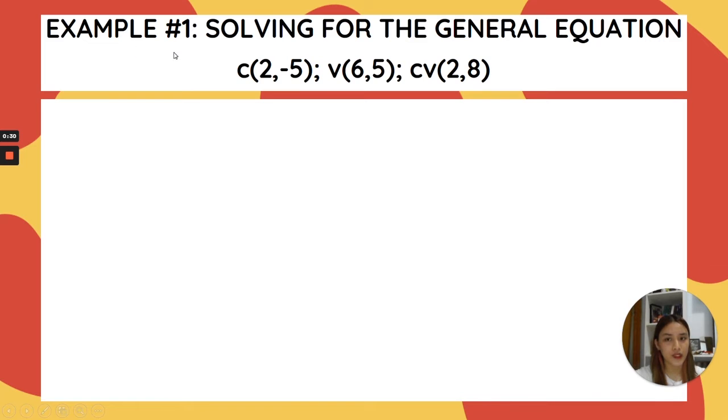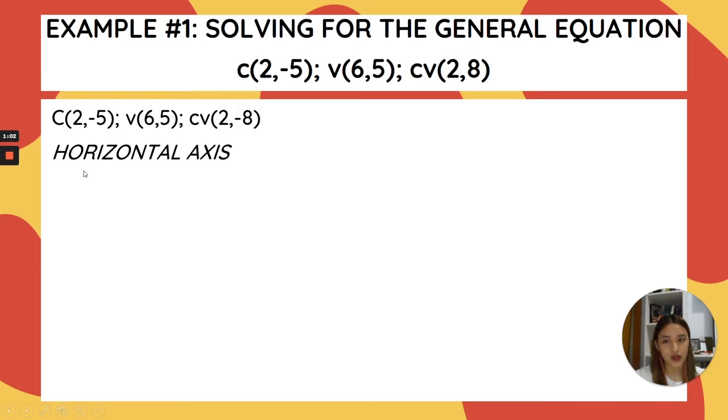So example number 1 here, solving for the general equation. Suppose here we are given different properties of an ellipse, which are the center, vertex, and co-vertices. Here the center is located at positive 2 and negative 5, the vertex at positive 6 and positive 5, and the co-vertices at positive 2 and negative 8. First, we need to identify the axis, which is just by comparing the center and the vertex. Now we have here a horizontal axis.